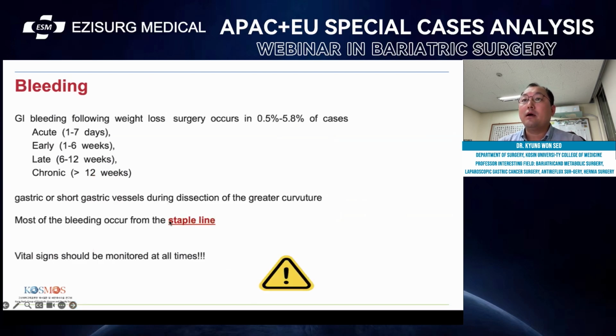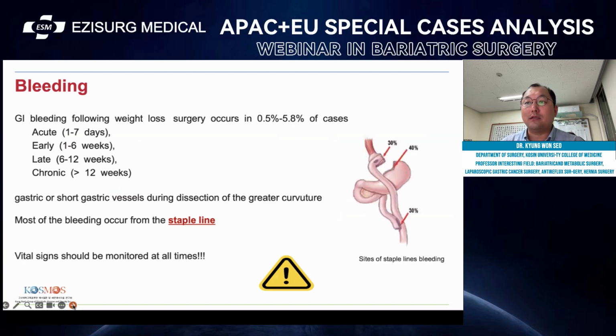Bleeding occurs in 0 to 6% of cases after bariatric surgery. It is classified according to the day of occurrence of GI bleeding after surgery: acute, early, and late. The most common bleeding site is the gastric or short gastric vessels during dissection of the greater curvature, and most of the bleeding occurs from the staple line. So after bariatric surgery, vital signs should be monitored at all times.